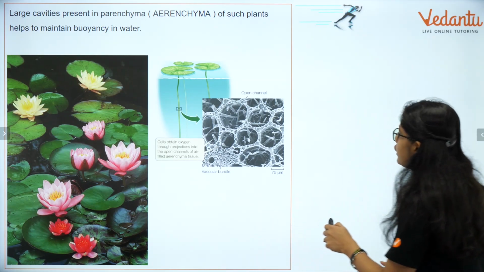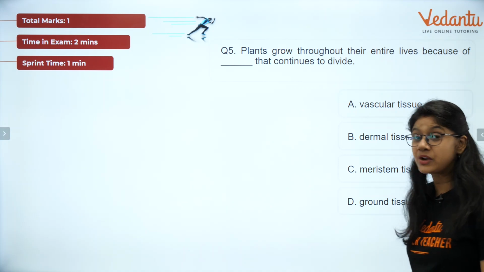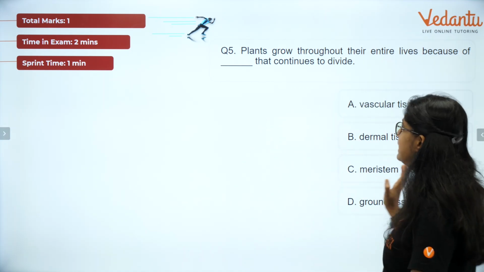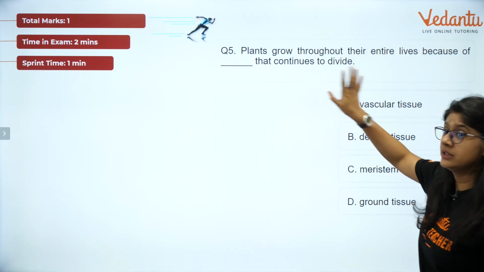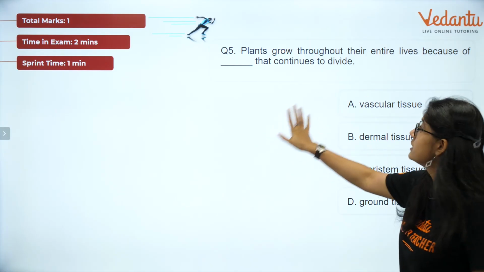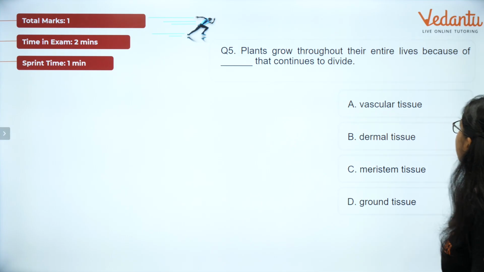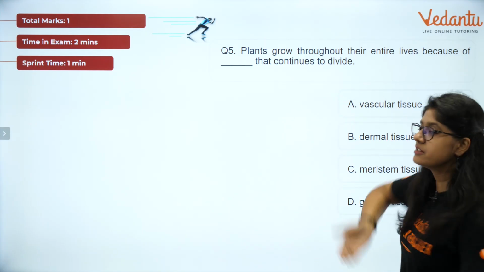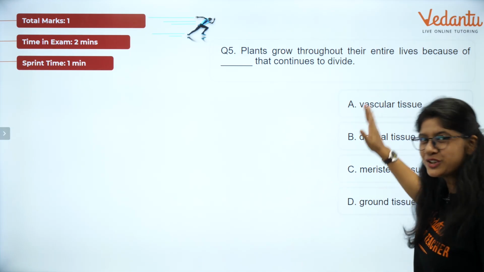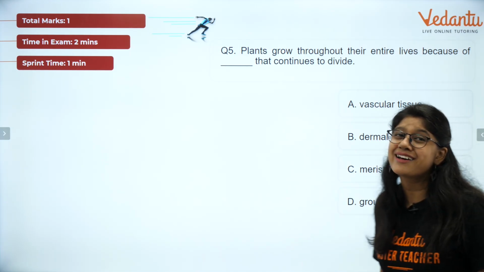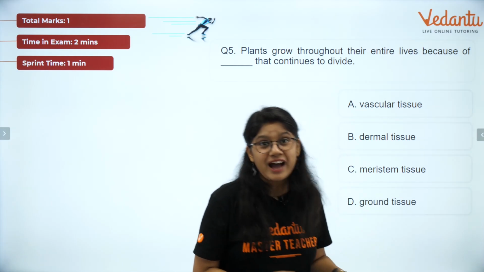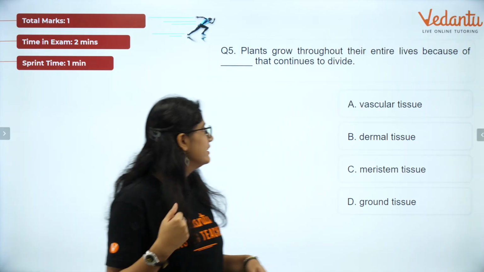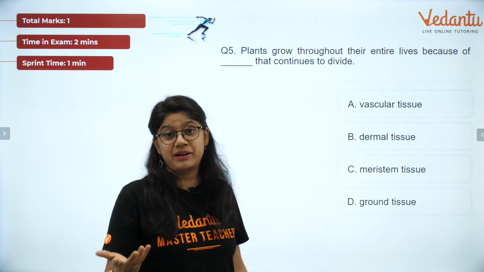Okay everyone, moving on to the next question, question number 5. Now see, the marks are just 1 mark, very less time. What the question is asking us is: plants grow throughout their entire lives because of dash, the continuous division. Now, based on the options, you'll be like, ma'am, these are the easiest questions. I hope we have such a question in our examination. Let's see, if you're lucky, you will get this question in your examination.